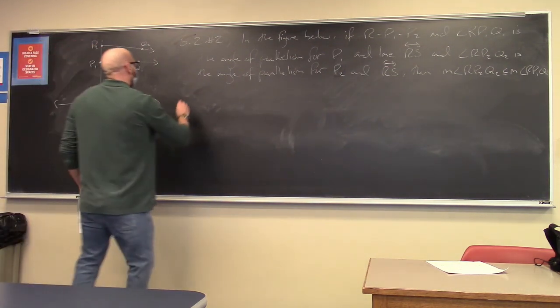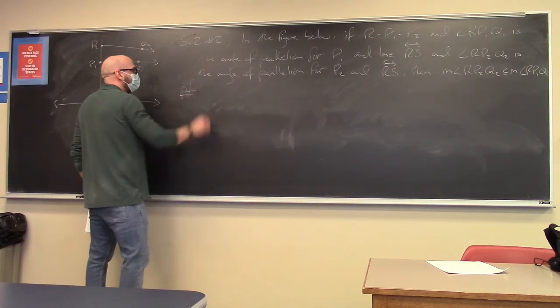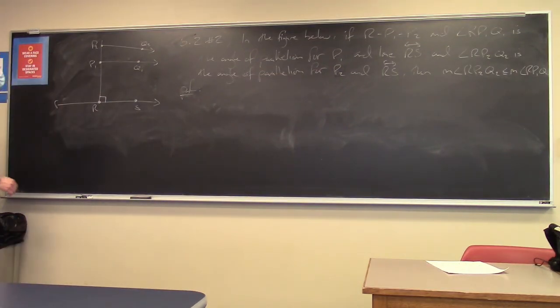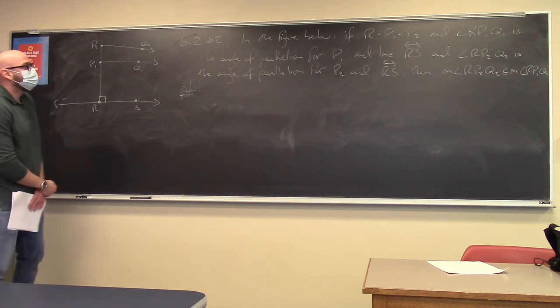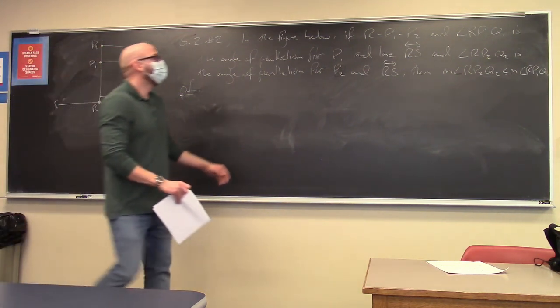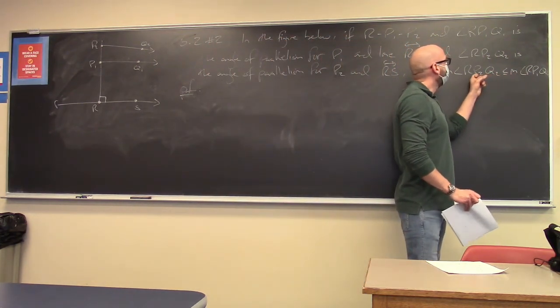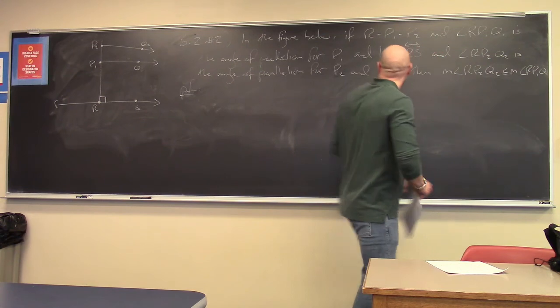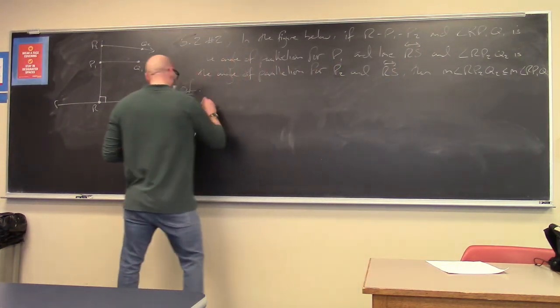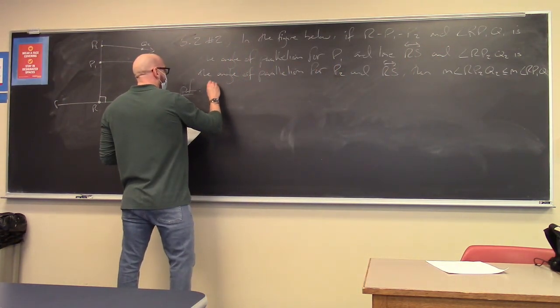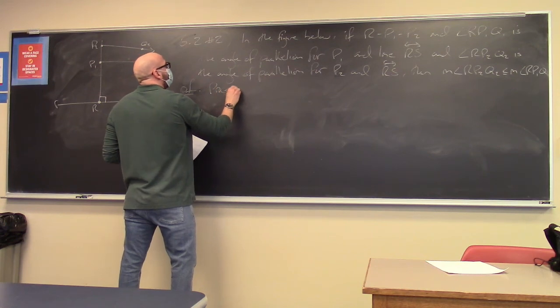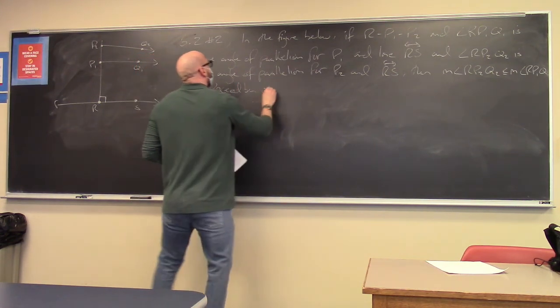How am I going to prove this? Well, as you should be realizing at this point, many of these proofs proceed by contradiction. It's a really common technique. So we'll proceed by contradiction. Suppose that this angle is strictly bigger than this one.